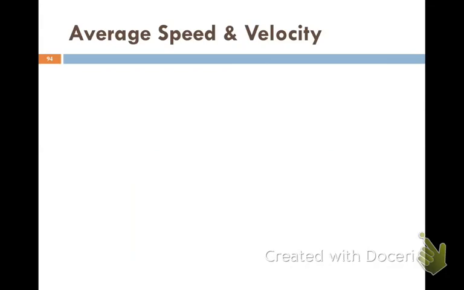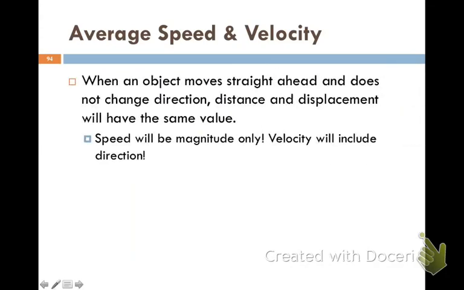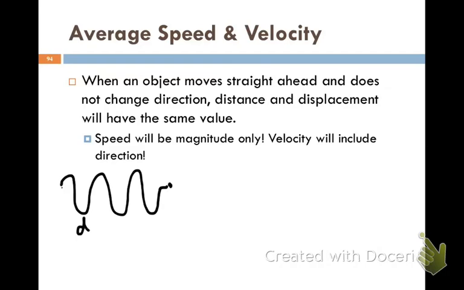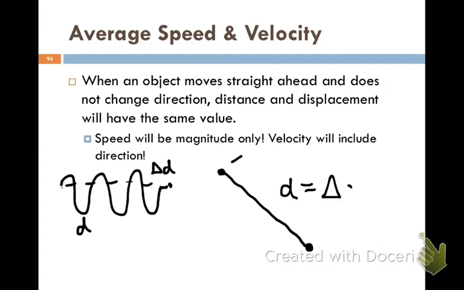So average speed and velocity. When an object moves straight ahead and does not change direction, distance and displacement will have the same value. Right, so an example of this is, if you remember from the previous video, where we had that fly start here and he would fly like that, or across the room, and end here. Here our distance is the length of that line, and our displacement is just where he started and finished. And so those two are different. But let's say the fly starts here, and he flies in a straight line right here. In this case, our distance is the same as our displacement. They're equal.